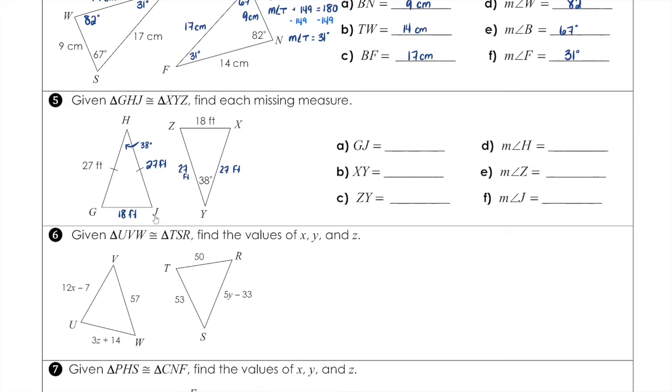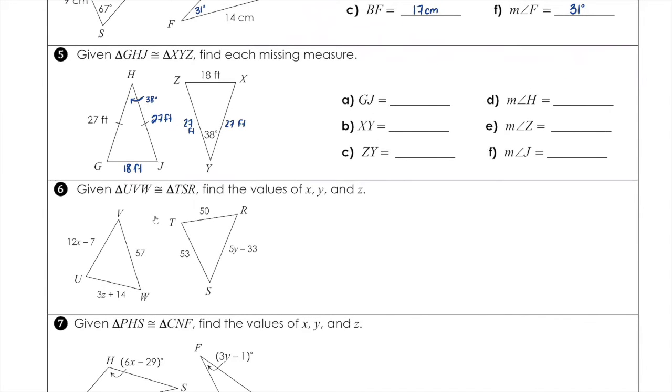What do we know about our two missing angles? They do not equal 180. But why? What do we know about angle G and angle J? Why are they equal? Opposite sides are congruent, which means opposite angles are congruent.